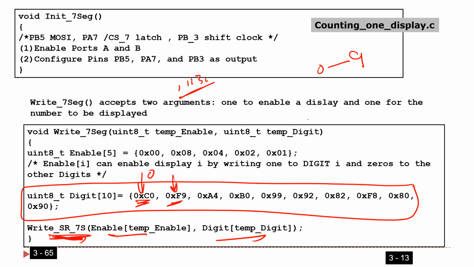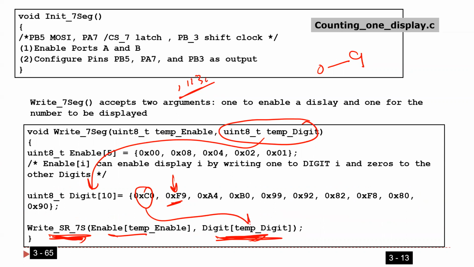All I'm going to do, guys, is take the digit you send to me, and then go to this array. So if you send me number 0, I'm going to send this one to the shift register. If you give me number 8, I'm going to get this one.